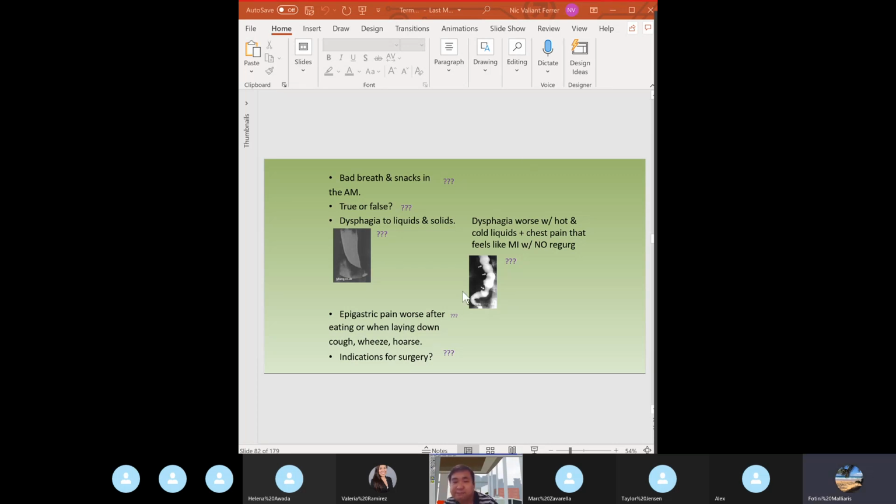This is diffuse esophageal spasm, high yield, okay? Don't forget, it mimics MI. It mimics MI, but everything is normal, right? And then when you do imaging, you can see the corkscrew. When you do a barium swallow, you can see this diffuse esophageal spasm. Treatment, calcium channel blockers, nitrates.